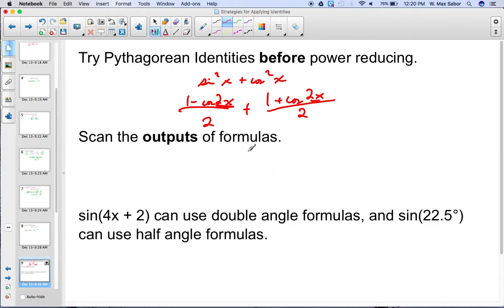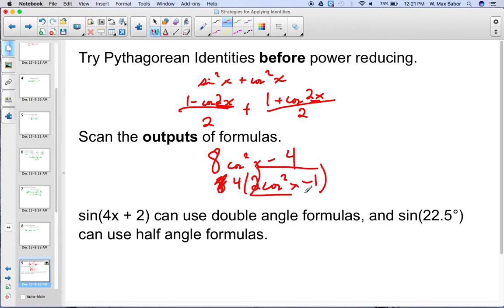Scan the outputs of formulas. If I give you something with, let's say, 8 cosine squared of x minus 4, well, you should be able to recognize, oh, this has something really close to one of our double angle formulas. Rather than having to do something weird with cosine squared, you should be able to see, okay, this is the same thing as 4 times 2 cosine squared minus 1, and that's one of my double angle formulas, so this is cosine of 2u.